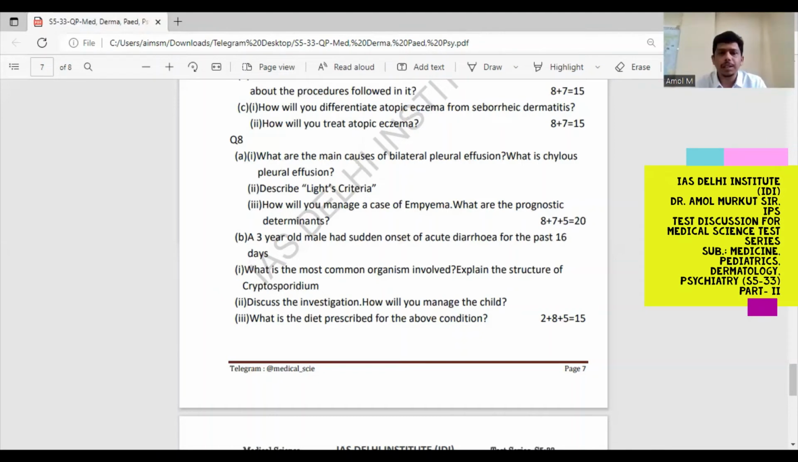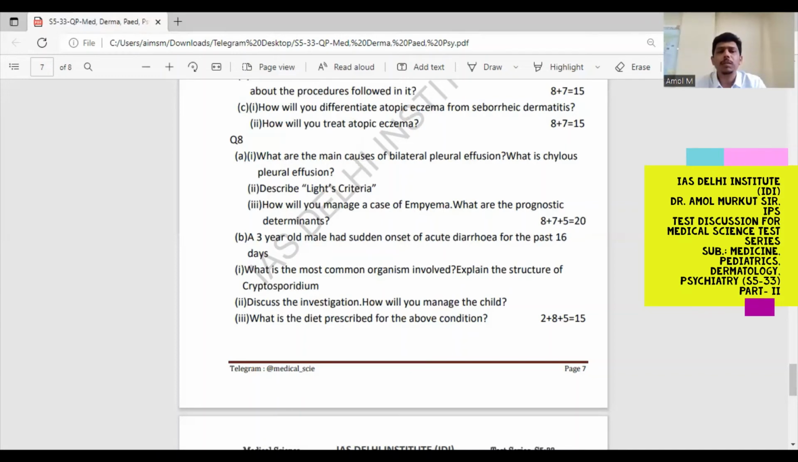Light's criteria contains three components. First, LDH level in the pleural fluid should be more than 2/3 of the serum LDH level. Then the ratio of pleural fluid LDH to serum LDH should be more than 0.6. And third is protein: the pleural fluid protein to serum protein ratio should be more than 0.5. So, next question: how will you manage a case of empyema? What are the prognostic determinants? Then, how will you manage a case of empyema?